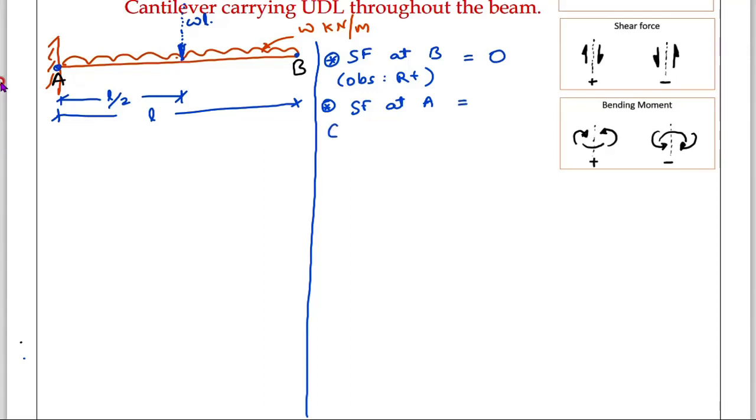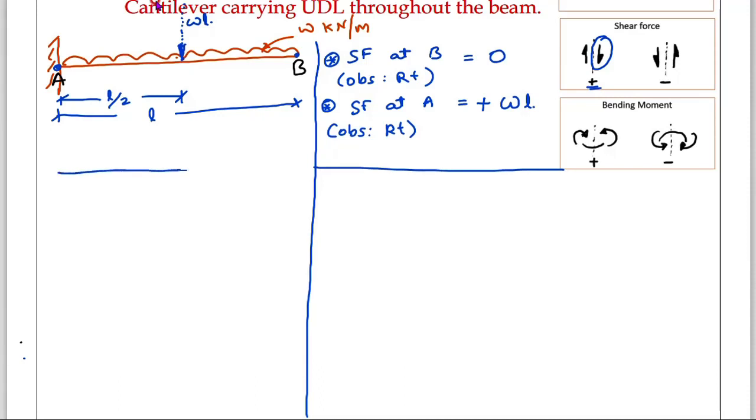Where do you want to observe? The observations I want to make on the right side. On the right side, what vertical forces are you seeing? Yes, one vertical force you are seeing. That is your W into L. What is the direction of this vertical force? Downward. Right side downward means it is positive. Therefore it is positive. Over. A and B points are over. We will draw the shear force diagram for that.